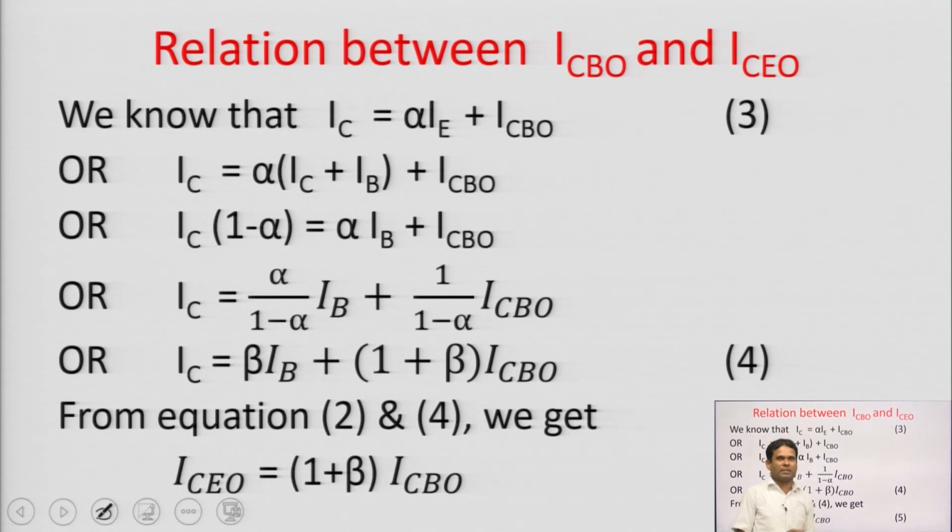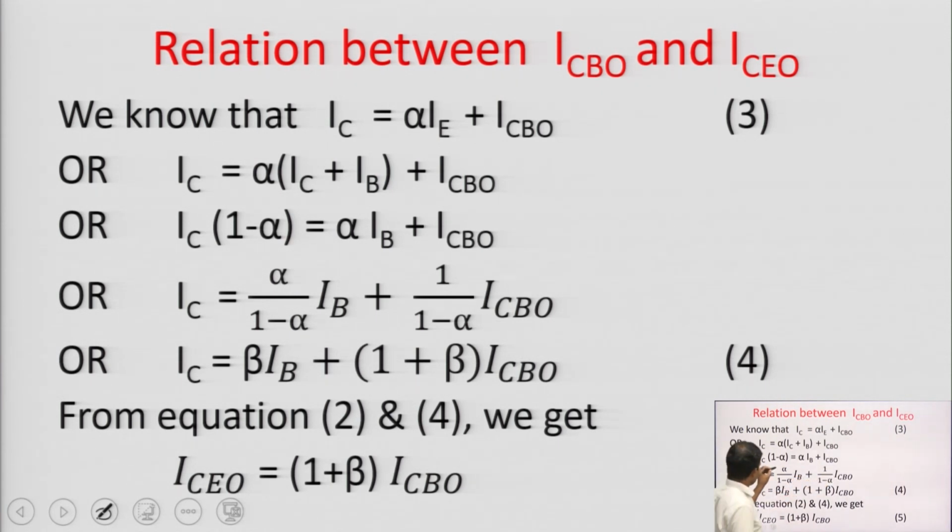This is the main equation of common base configuration. Already we have discussed it. Now, IE may be written as IC plus IB. This means IC equals alpha into IC plus IB, plus ICBO. Now we take alpha IC to the left side and take IC common, then we get IC into 1 minus alpha is equal to alpha IB plus ICBO. Now, IC equals alpha upon 1 minus alpha into IB plus 1 upon 1 minus alpha into ICBO.